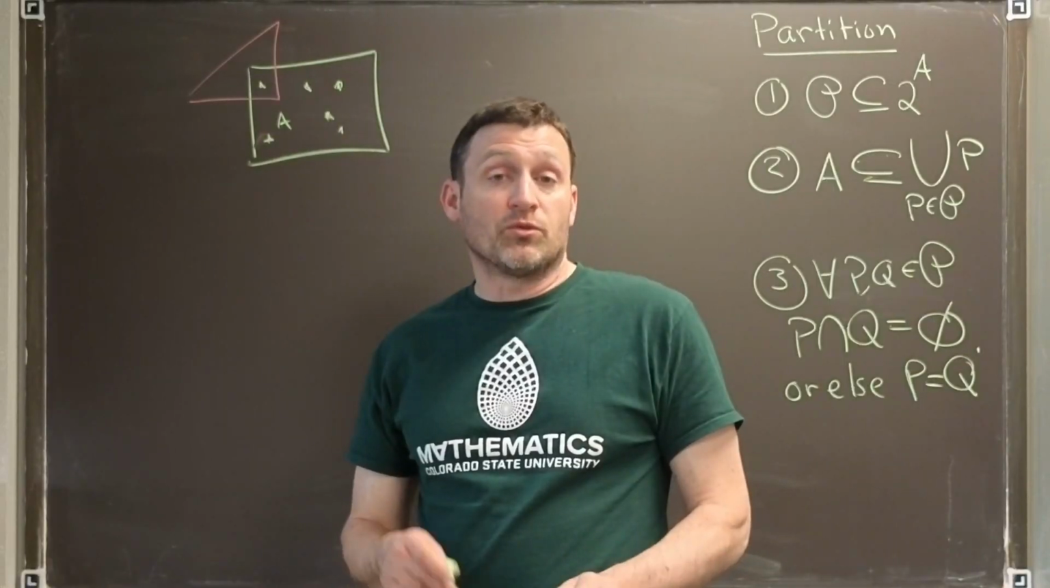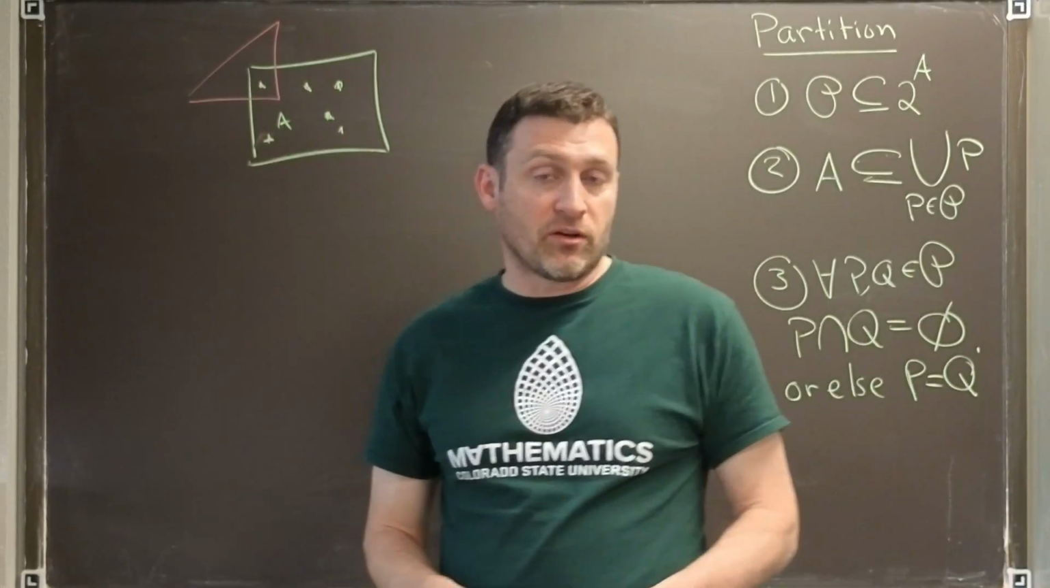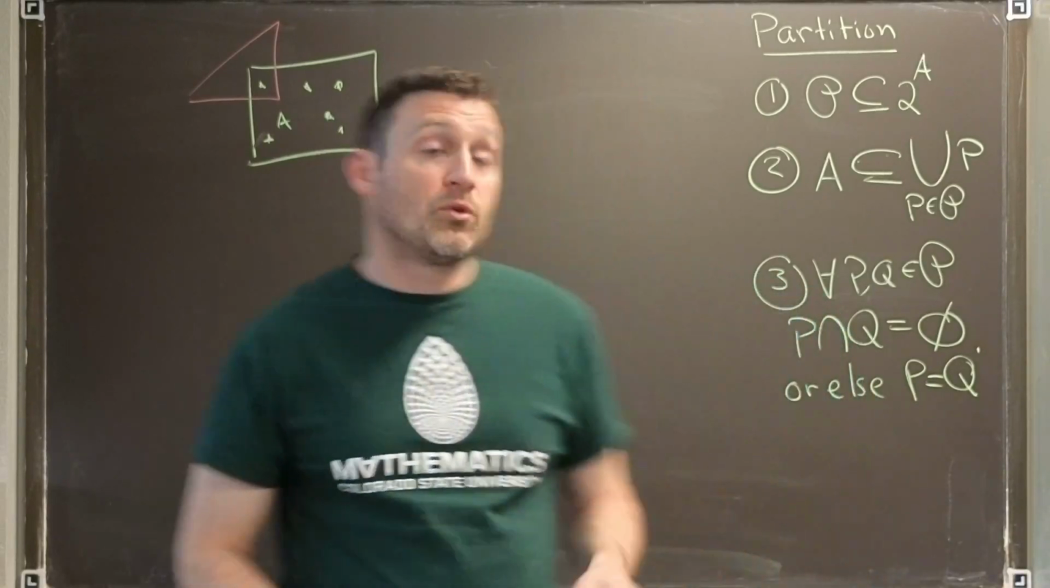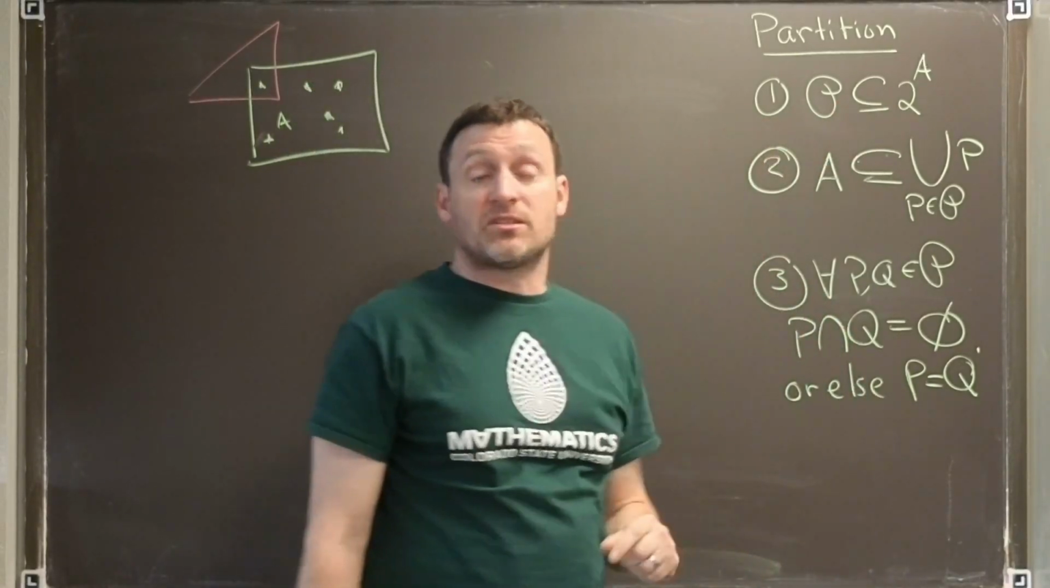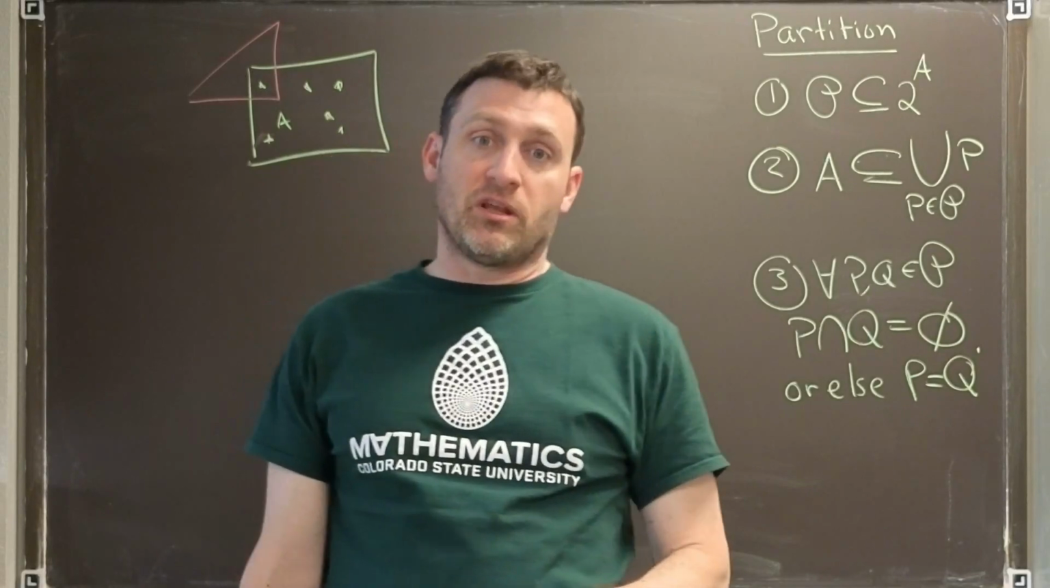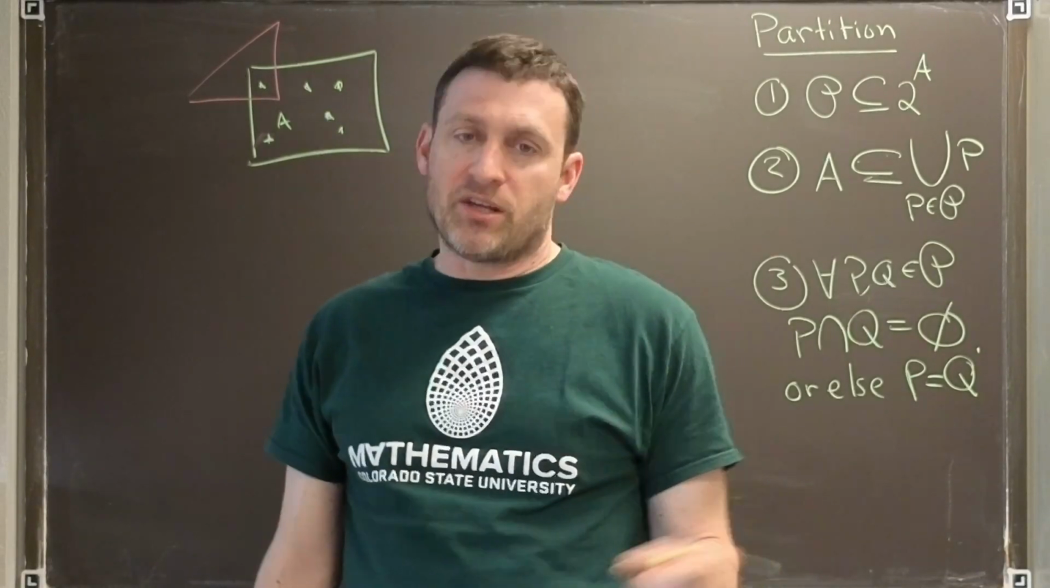Let's go through the rules of partition with Venn diagrams and see if we can understand them a little bit better. The first rule in symbols was to say that script P is a subset of 2 to the A. I remind you 2 to the A is the power set. That's a lot of notation to say what.